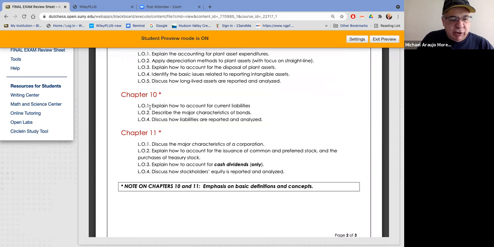And then we just finished module 6, which was chapter 10 and 11. Again, important things to understand were concepts. Emphasis is on concepts and definitions here. Part of the most important things you could have learned in chapter 10, objective 1, is just how many more current liabilities there are than you might have thought. Specifically, the tax issue, sales tax payable, very important.